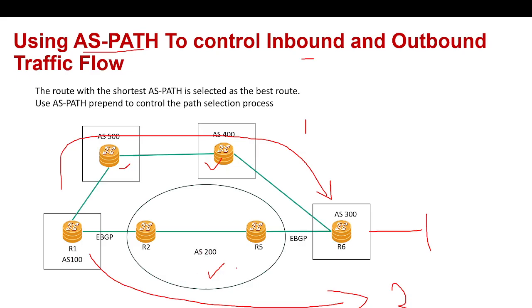The lower path will be preferred because it has the lower AS path length. Why do we need to control the traffic? Maybe this one has a lower capacity. Maybe this one is 1G, this one is 100G, and you want traffic to flow using the upper path. So you need to use the AS path prepend to control the traffic flow and force the traffic to flow using the upper path. So that is correct. Thank you.